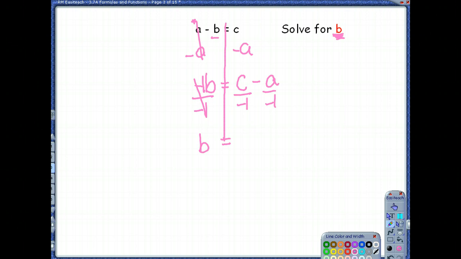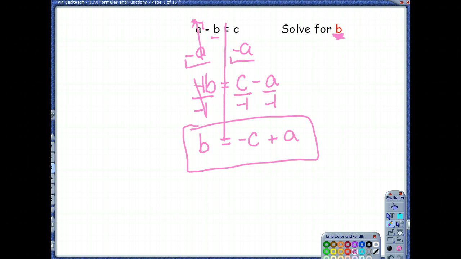On the right-hand side, notice that I've got my c divided by negative 1. Well, when you're dividing by negative 1, you're really just changing the sign here. This is going to become a negative c, and here I've got a negative a divided by a negative 1, and we know negative divided by negative becomes a positive a. So to get that b all the way by itself, to isolate the b, I know that b is equal to my negative c plus a. Again, looking at that process, I want to remove the a, so that's why I subtracted it from both sides.